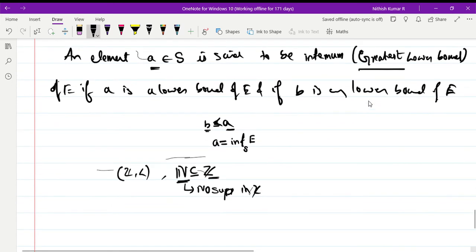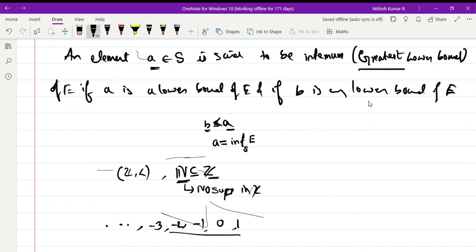But N is bounded below in Z. And what are the lower bounds? We know that 0 is a lower bound, 1 is a lower bound, -1 is a lower bound, -2 is a lower bound, -3 is a lower bound, and so on, because these numbers are less than or equal to every element of N. Among these numbers the greatest one is 1, therefore infimum of N over Z is equal to 1. That is, 1 is the greatest lower bound of N.